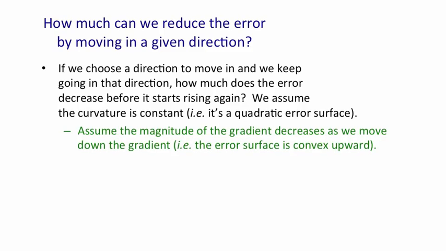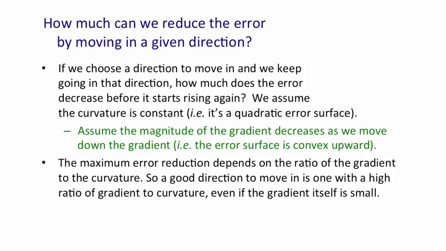We're going to assume that the magnitude of the gradient decreases as we move down the gradient. That amounts to assuming that the error surface is concave upward like a bowl. The maximum reduction that we can get in the error by going in a particular direction depends on the ratio of the gradient to the curvature. So we want to move in directions that have a good ratio. Even if the gradient is quite small, we want the curvature to be even smaller.